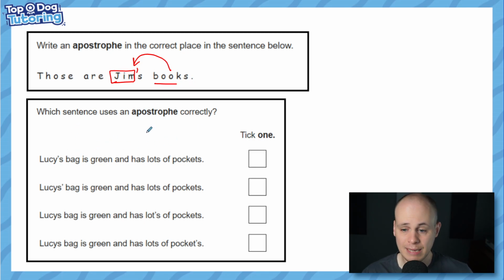Same strategy here. We can use the boxing up method. Which sentence uses the apostrophe correctly? Well, who owns what? Lucy's bag is green and has lots of pockets. Right, the bag belongs to Lucy.